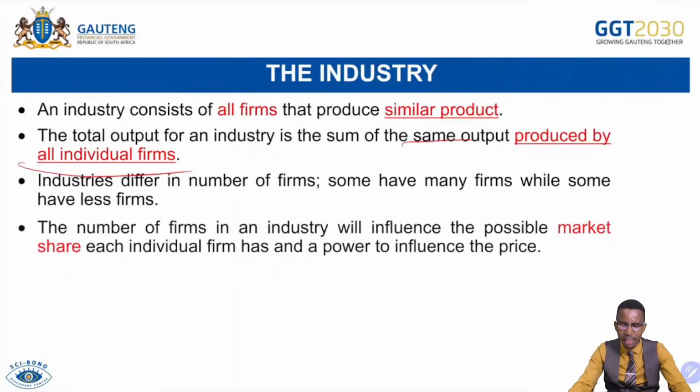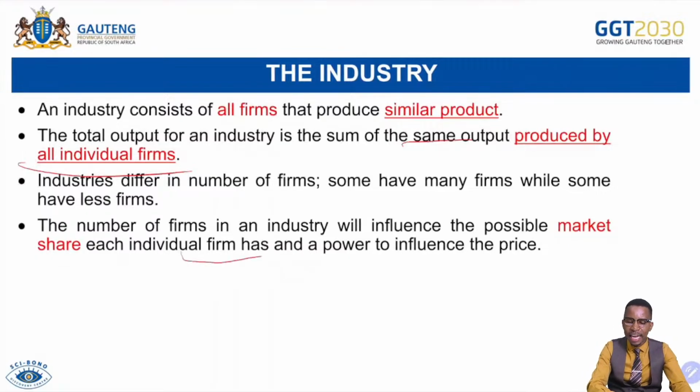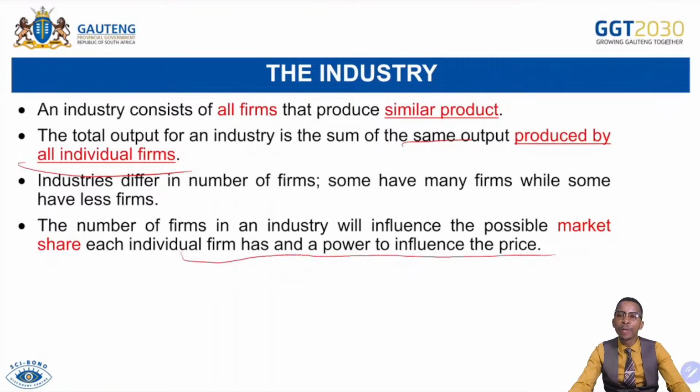The number of firms in an industry will influence the possible market share each individual firm has and its power to influence the price. Under perfect market, remember, there are so many firms that no firm can influence the price. There is no firm that can dominate the market or have market power. In that situation, none of the firms can influence the price. So if firms are many, like in the perfect market, no firm can influence or affect the price.